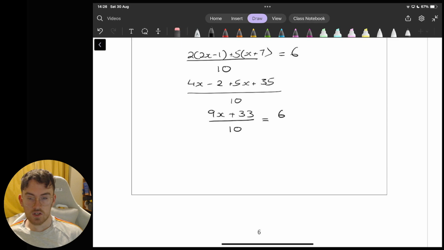Okay, so moving onwards now. We're going to multiply both sides by 10. And the reason we're doing this is, if I multiply this side by 10, and I'm multiplying the whole fraction, what's going to happen is I have an expression that is multiplied by 10 and divided by 10.